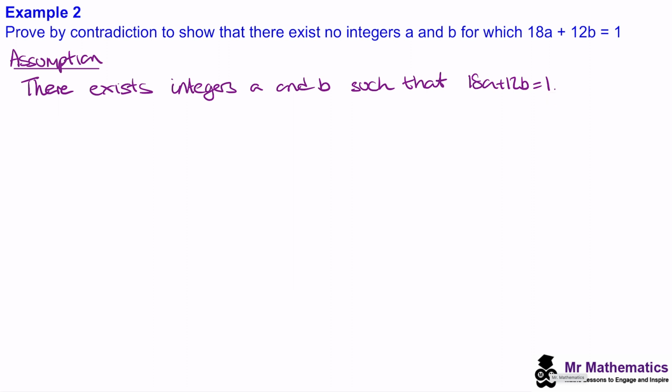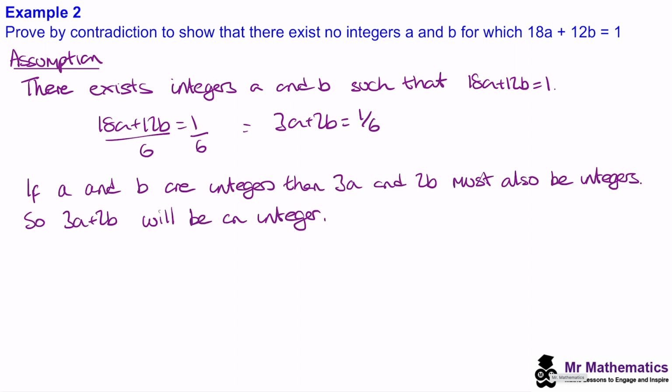So now we need to show our workings, and we'll divide both sides by 6 because 6 is a factor of the 18 and the 12. So if we have 18a plus 12b is equal to 1, and we divide both by 6, then we get 3a plus 2b is equal to 1/6. And if a and b are integers, then 3a and 2b must also be integers. So 3a plus 2b will be an integer as well.